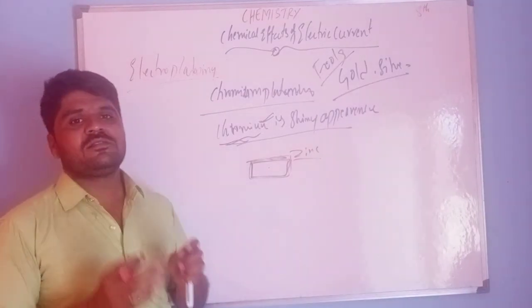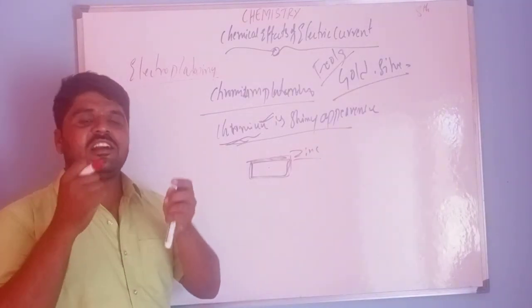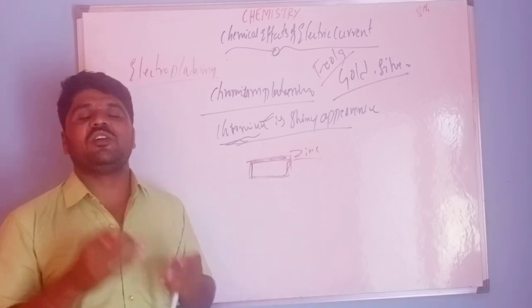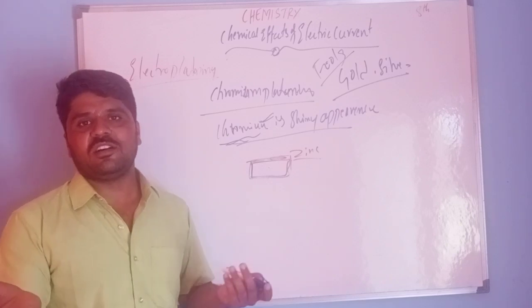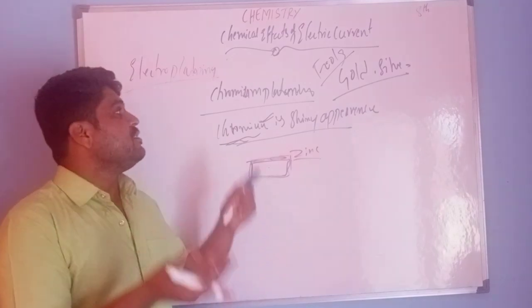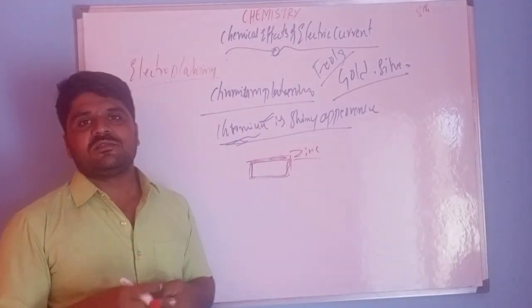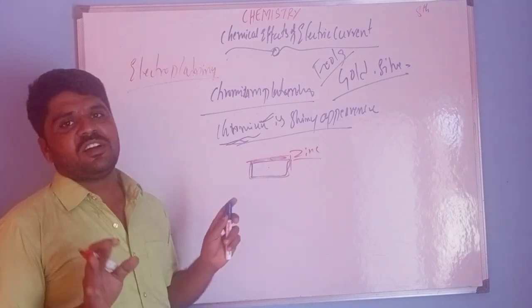The car parts, the cycle handlebars, and the car rims and bike rims, you have to observe in your surroundings. Around us you can observe so many examples of the electroplating process. So this is the completion of the chapter.